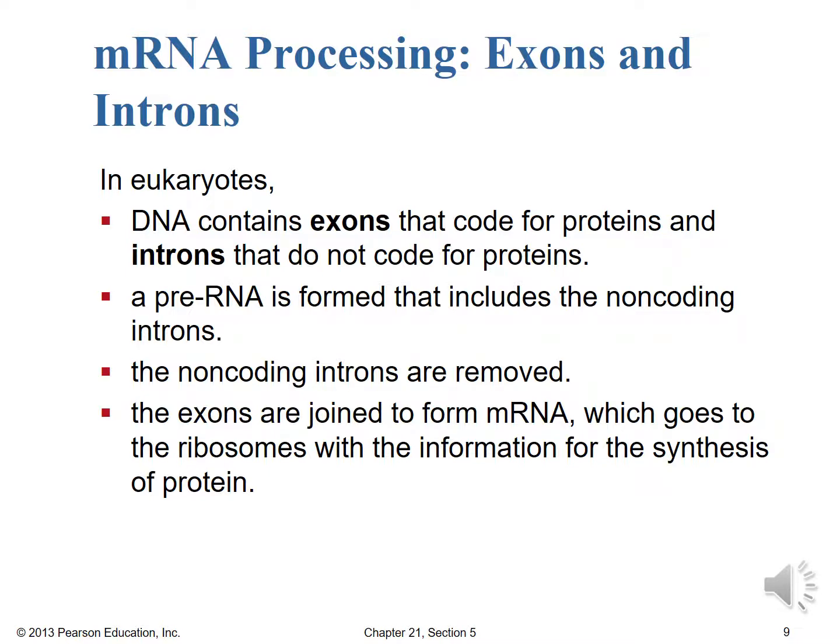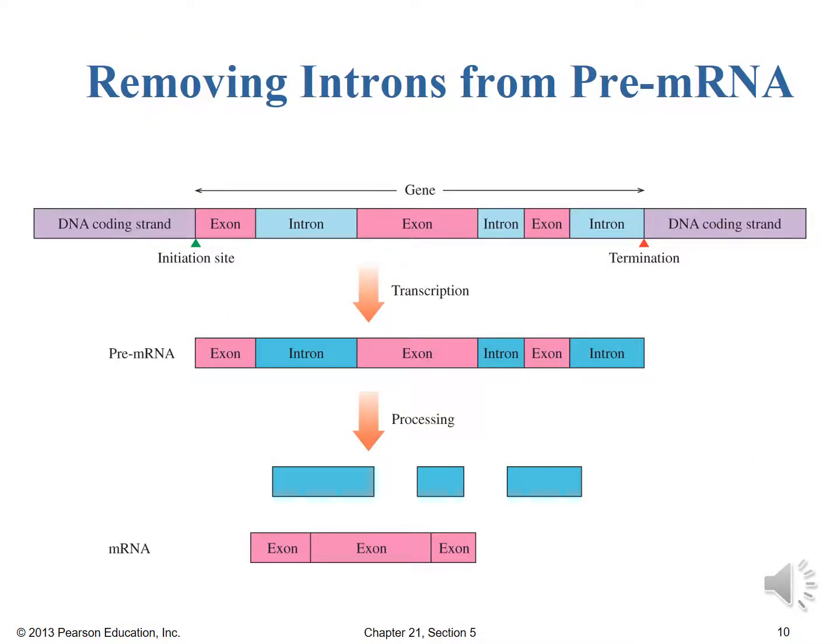out. So here you see a cartoon where that intron removal occurs from the pre-messenger RNA. So we get our gene that codes for the protein. Then we have transcription where we form that pre-mRNA. And then there's the processing where we chop off those introns that don't actually code for the proteins. And then finally the messenger RNA that's resulting is really just the joined exons, which actually do code for the proteins that are going to be synthesized.